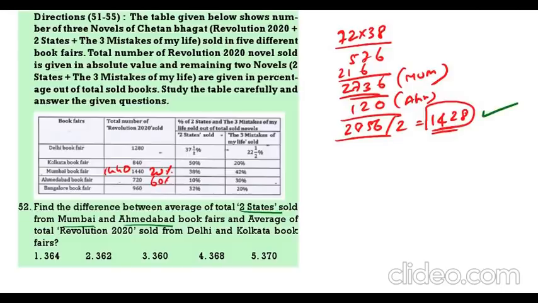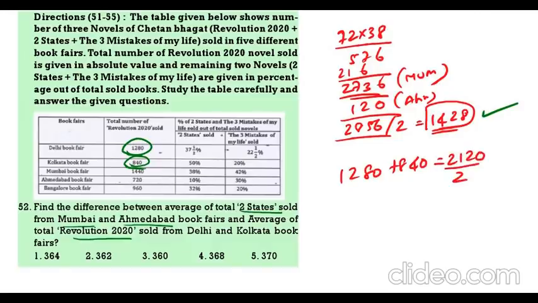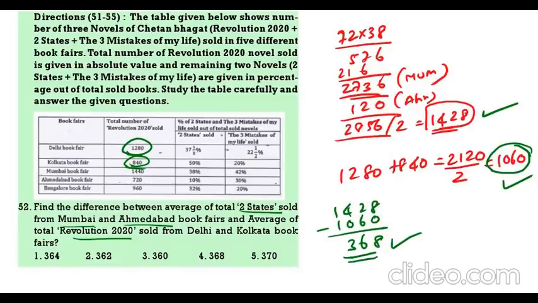Now Revolution 2020, Delhi and Kolkata. Delhi 1280, Kolkata 840. So 1280 plus 840, what is that? 2120 divided by 2, that is 1060. This is one value. We have to find the difference: 1428 minus 1060. So 368. Answer is 368. 368 is the correct answer.